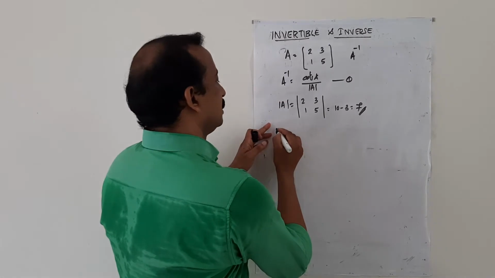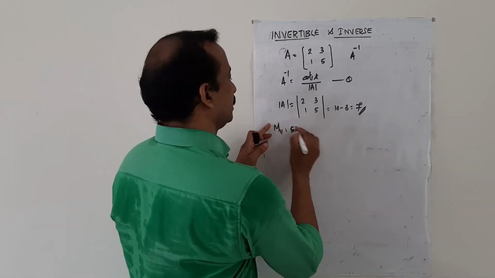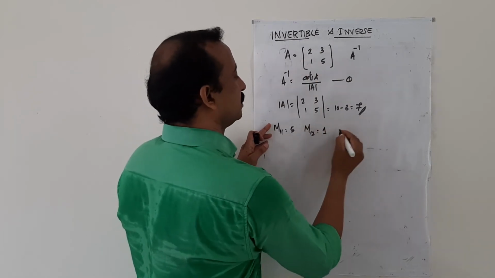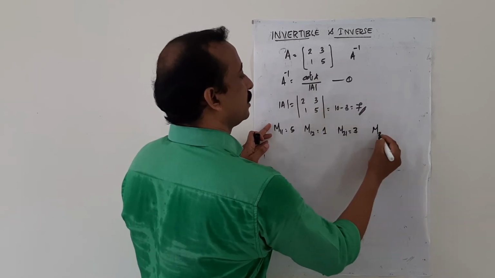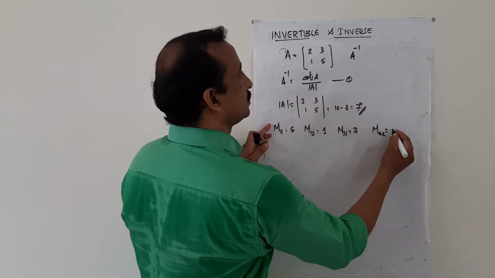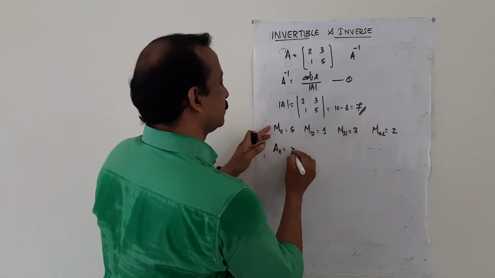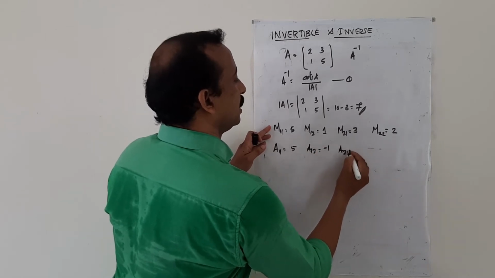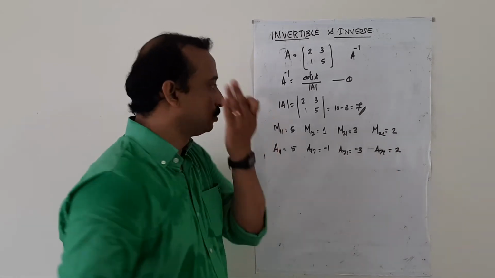Now the adjoint. First of all we find the minors. M11, the minor of the first element, is 5. M12, the second minor, is 1. The third element's minor, M21, is 3. And the fourth element's minor, M22, is 2. Their corresponding cofactors: A11 is 5, A12 is minus 1, A21 is minus 3, and A22 is 2.